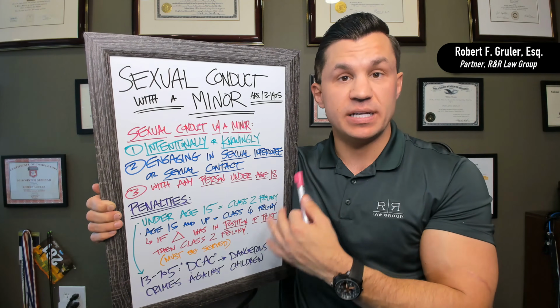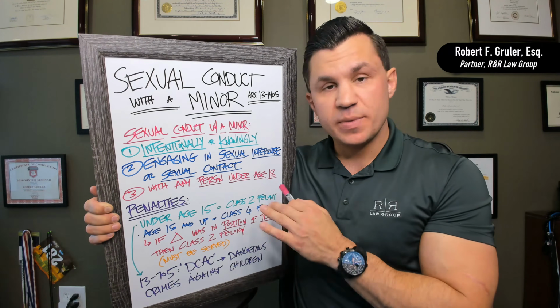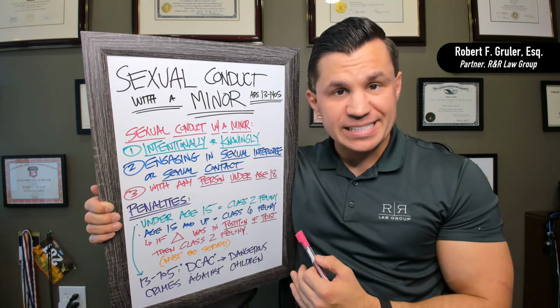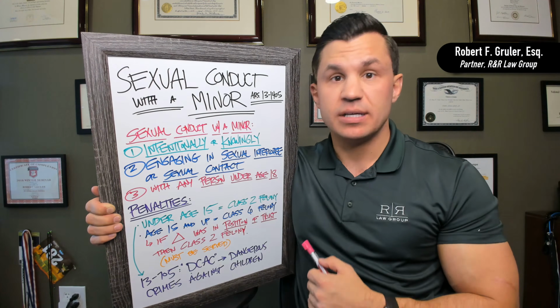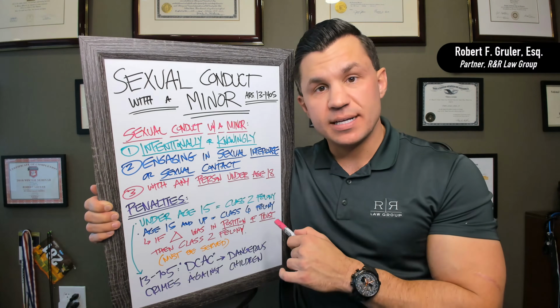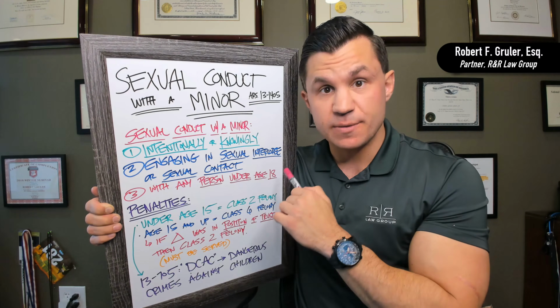And finally, all of this needs to happen with a person who is under the age of 18. That is the age of being a minor. Anybody who's 18 and above is not a minor anymore. So it needs to be under 18. It doesn't matter if their birthday was in 2 months, doesn't matter if they're 17 years old and 11 months. If they're under 18, it's sexual conduct with a minor. That portion of the element is met.